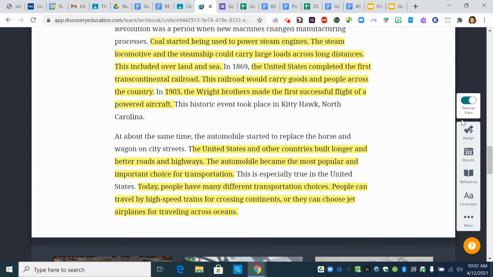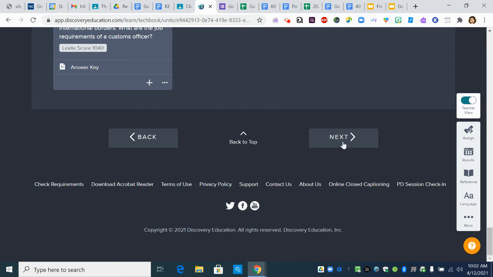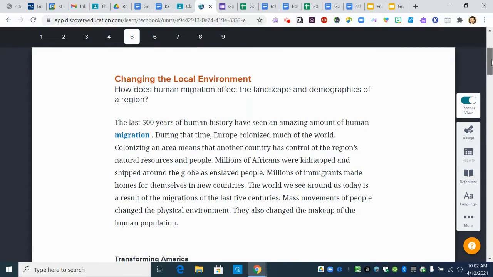So let's go back to our tech book, and move on to Explore Section 5. Changing the local environment. How does human migration affect the landscape and demographics of a region? Okay, so some important words are migration, landscape, and demographics.